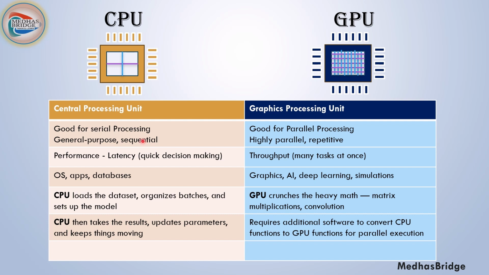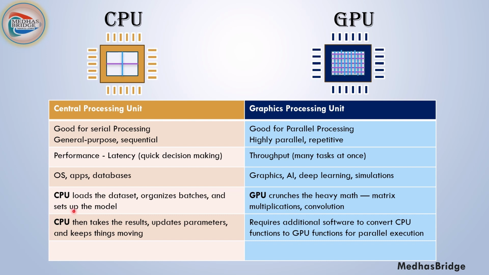That's the performance perspective. GPU handles graphics and videos, 3D modeling, AI, deep learning, simulations. Those kinds of requirements need GPUs. On the other hand, CPUs handle running operating systems, applications, and databases.